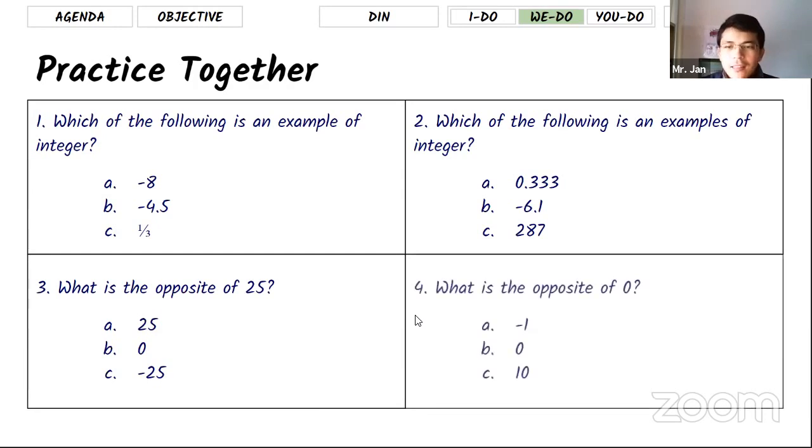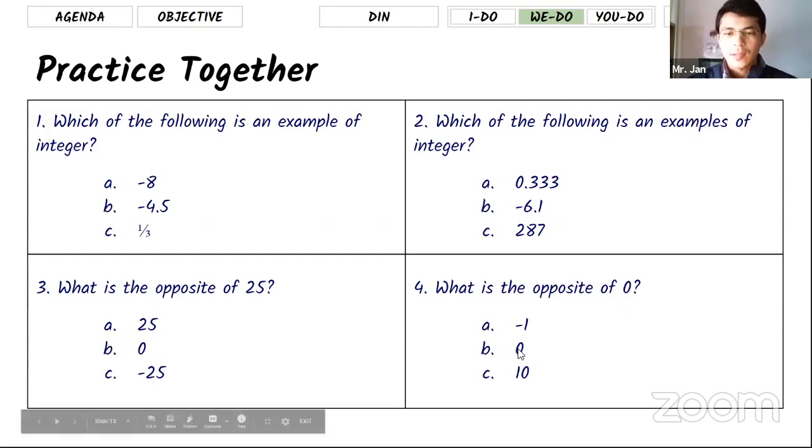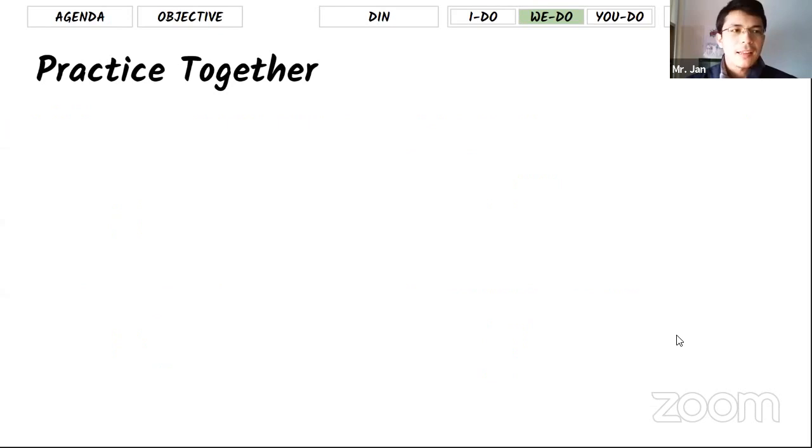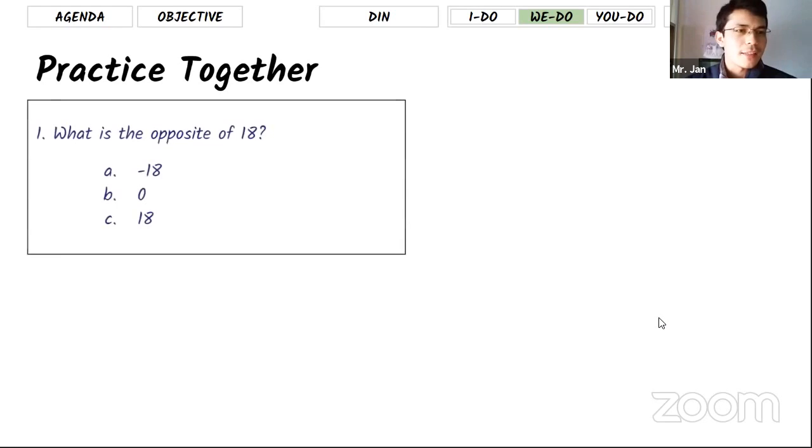And the last one: what is the opposite of 0? Do we know the opposite of 0? Yes, the opposite of 0 is 0 itself, because 0 is neither a positive nor a negative number. So that's why the opposite of 0 is 0 itself. Thank you so much. We have a bunch of B's. Perfect. And it's going to get challenging now, so just pay attention closely. What is the opposite of 18?